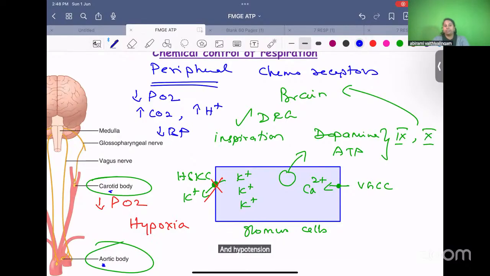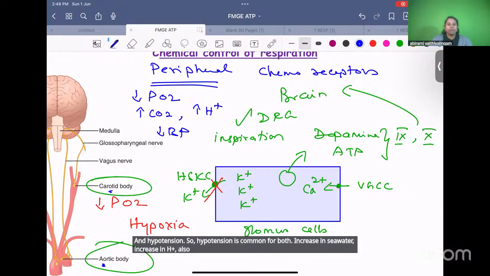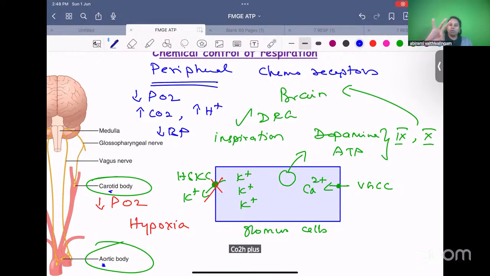So hypotension is common for both. Increase in CO2, increase in H plus also common for both. Peripheral, especially to oxygen, that only is different. Otherwise, CO2, H plus, BP, all three are common for both central chemoreceptors and peripheral chemoreceptors.